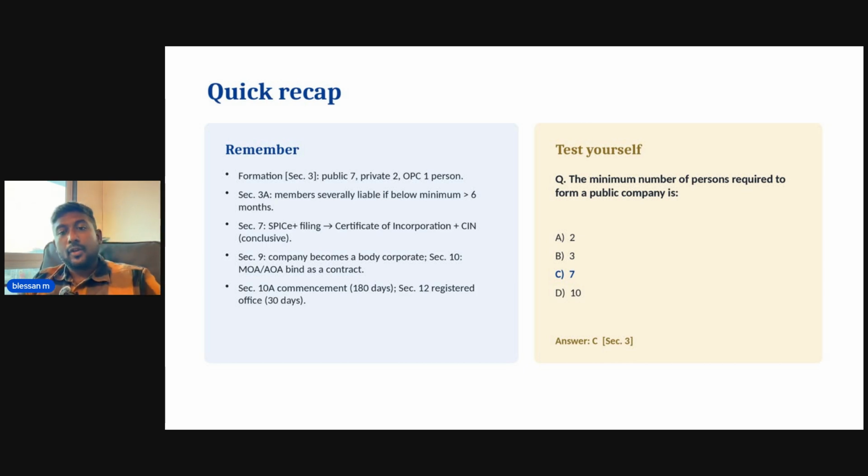Now you can test yourself with a question: the minimum number of persons required to form a public company is 7, whereas for a private company it is 2. So these are the most important topics for today.